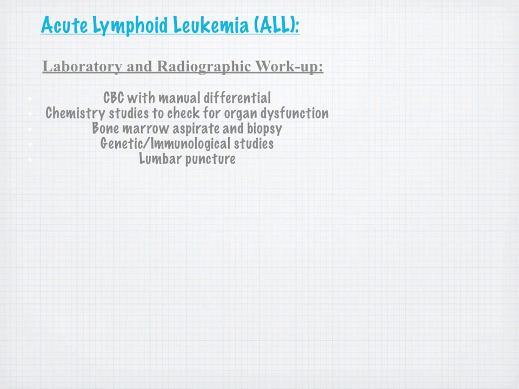All right, and then our physical findings are going to be fever, spleno and or hepatomegaly, lymphadenopathy, multiple bruises, petechiae, unexplained infections. All right, laboratory and radiographic workup is going to be, again, let's think about what we know. We know CBC with manual differential, and that's what we need to focus on. So what are we going to see on a CBC?